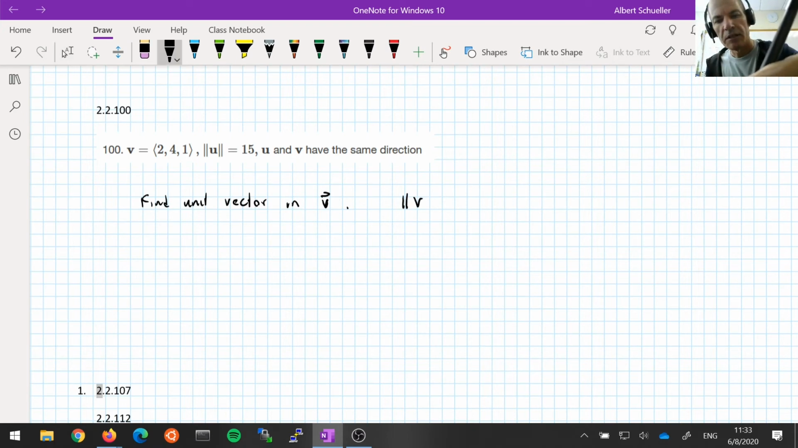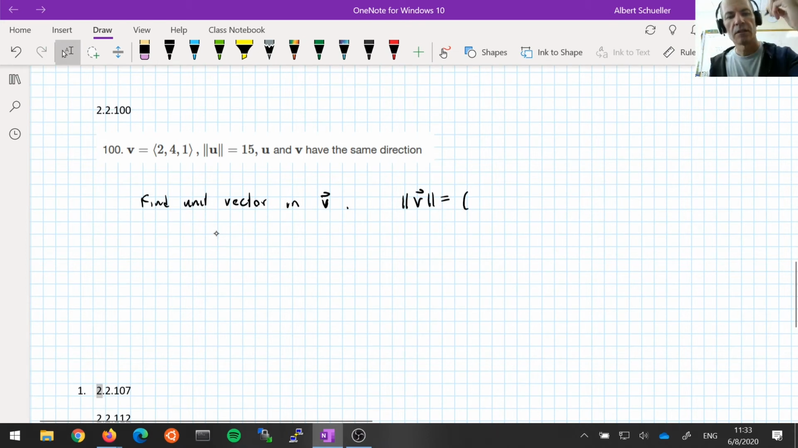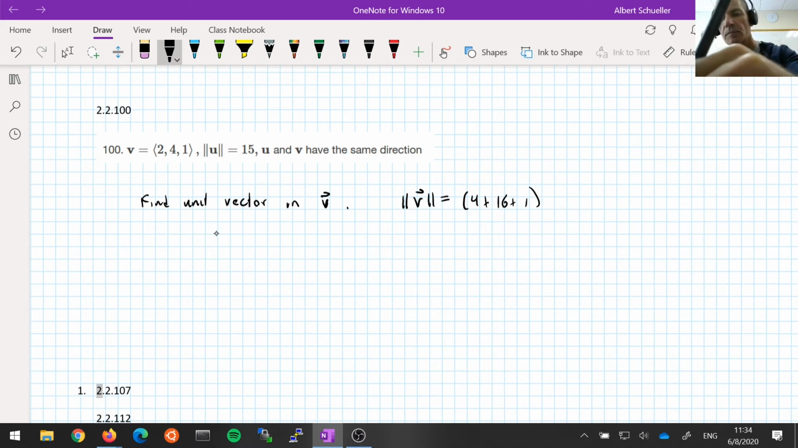We need the magnitude of v, which is the square root of the sum of the squares. That's 4 plus 16 plus 1, which is the square root of 21. So the magnitude of the vector is the square root of 21. A unit vector in the direction of v would just be to divide by the square root of 21. And then if we want to lengthen it so that it has length 15, we can do this all in one step.